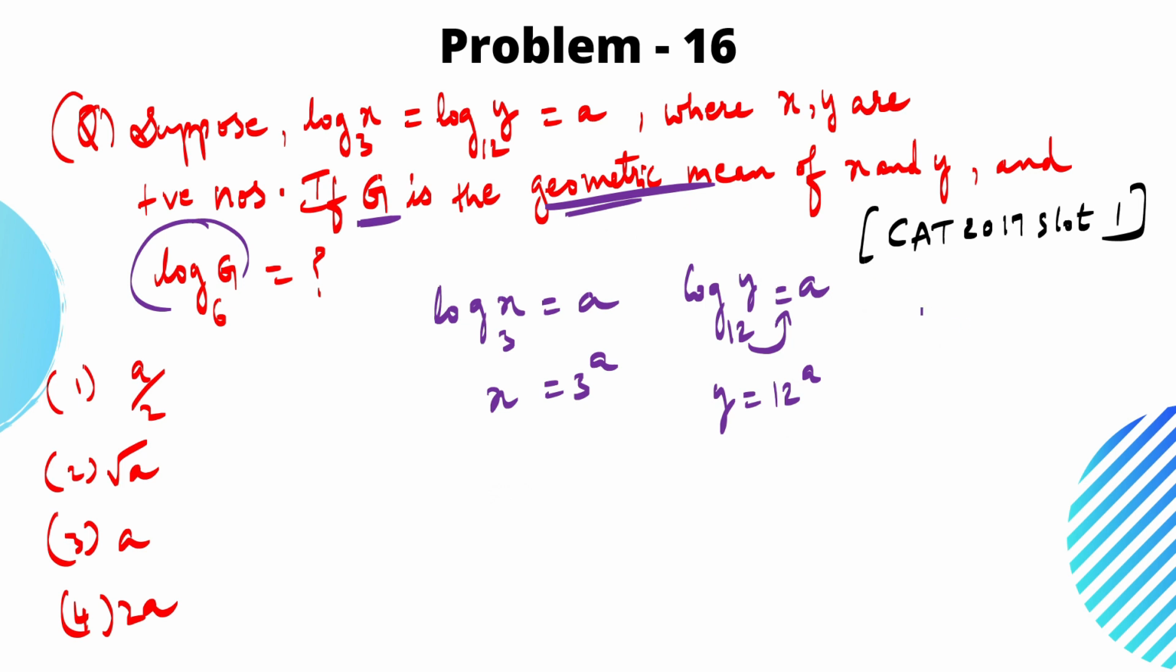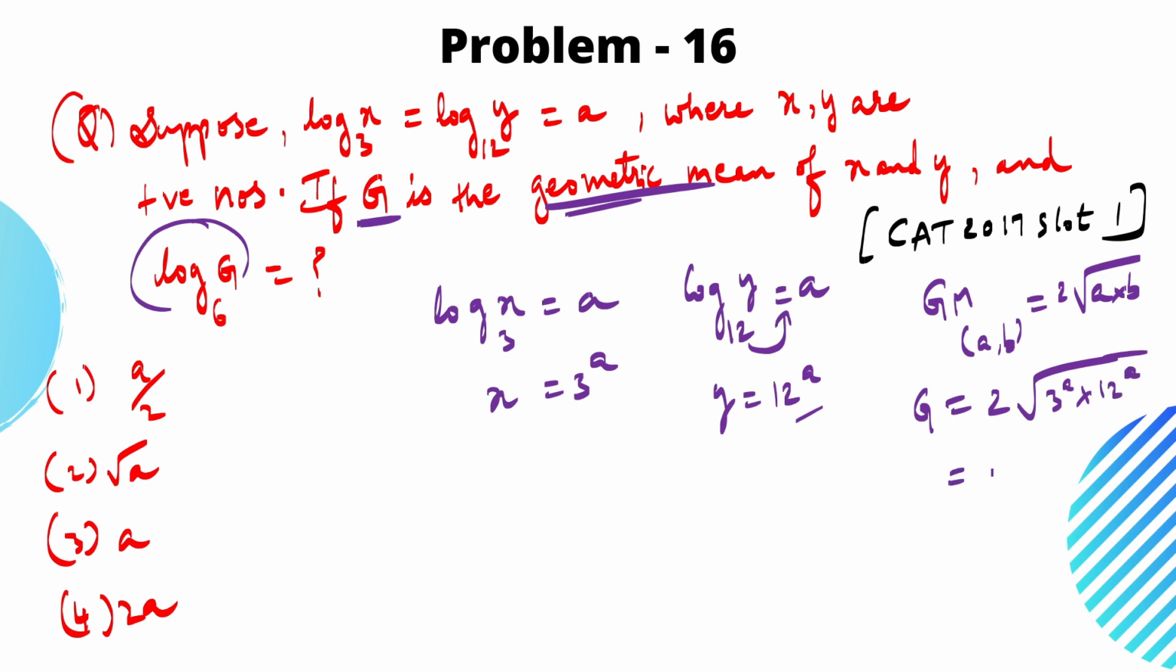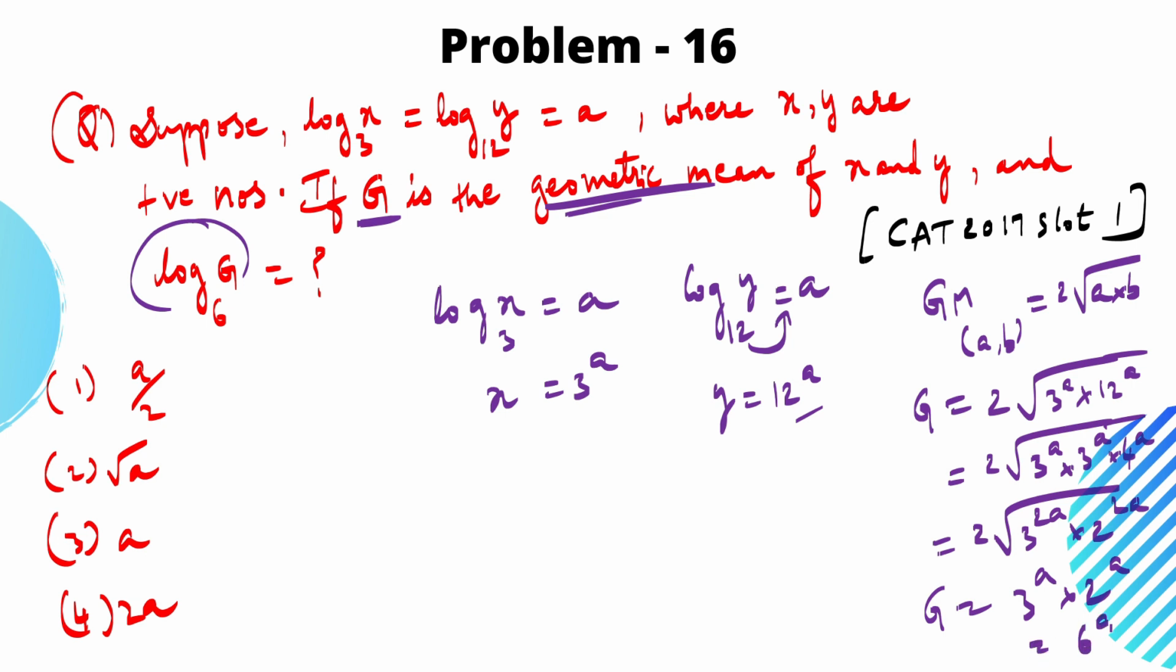As this is the geometric mean, the geometric mean of a and b is the square root of ab. So z will be equal to the square root of 3 power a into 12 power a. 12 power a can be written as 3 power a into 4 power a. So 3 power a into 3 power a into 4 power a is the square root of 3 power 2a into 2 power 2a. Just simple calculation. So z will be equal to 3 power a into 2 power a, and this is equal to 6 power a. So z is equal to 6 power a.